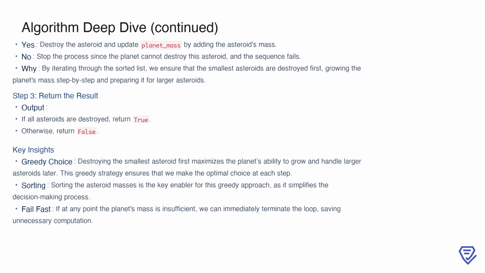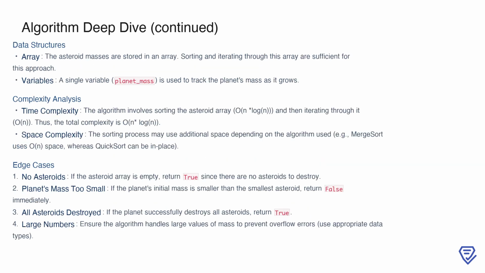The greedy strategy of always targeting the smallest asteroid first is what makes this approach effective. By sorting the asteroids initially, we simplify the decision-making process, and the fail-fast mechanism ensures computational efficiency by terminating early if destruction is impossible. The data structures used in this approach are minimal but effective. The asteroid masses are stored in an array, and sorting followed by a single traversal of this array is sufficient for the solution.